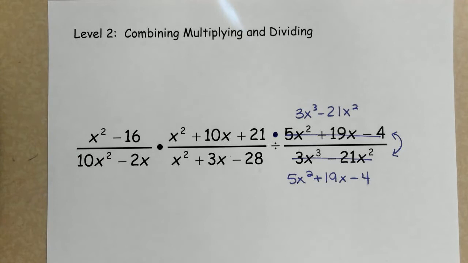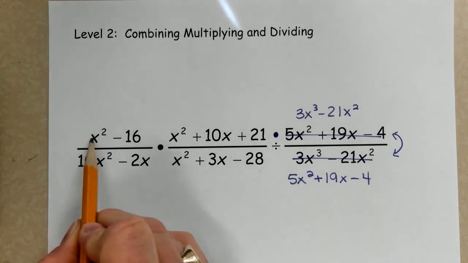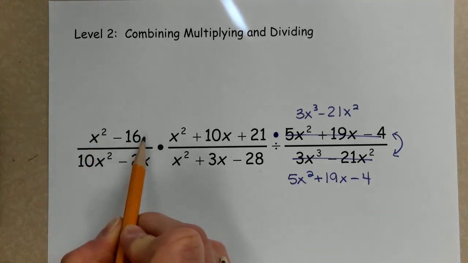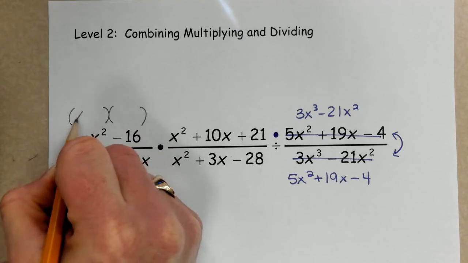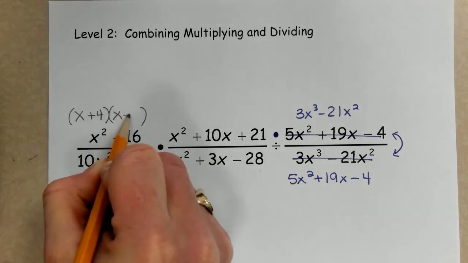Okay, so now we need to do all of our factoring. It's going to take longer to do these problems, so there'll only be one of them on the test. So showing off our factoring prowess, we have x squared minus 16. That's our difference of squares. So we would need x and x, and then a plus 4 and a minus 4.